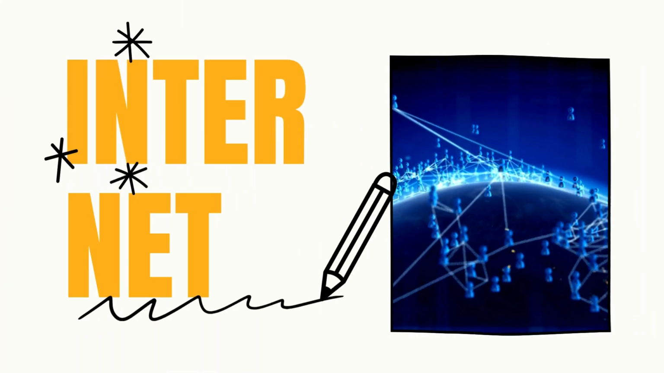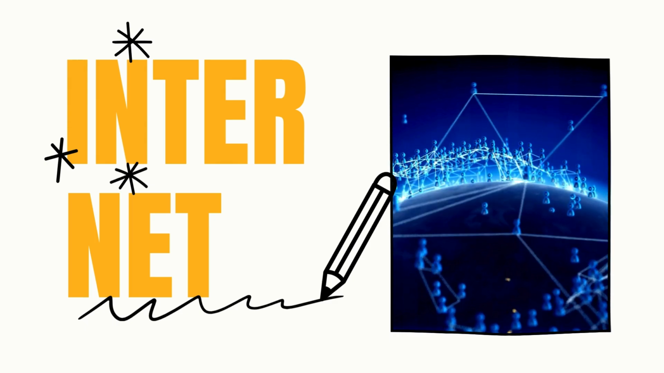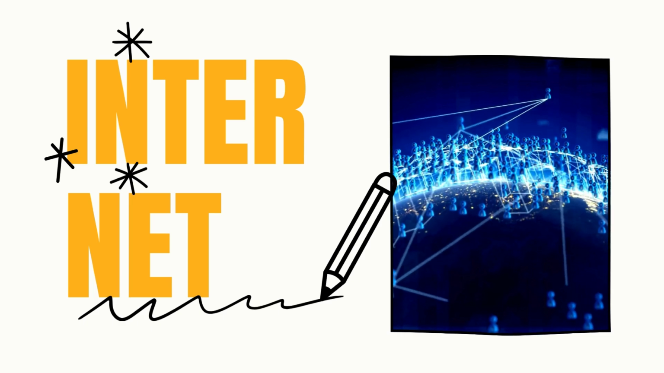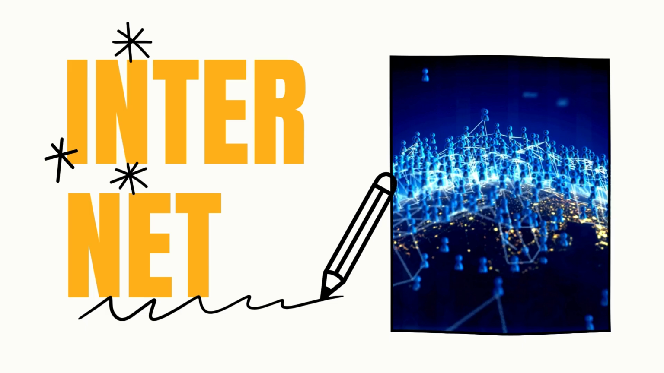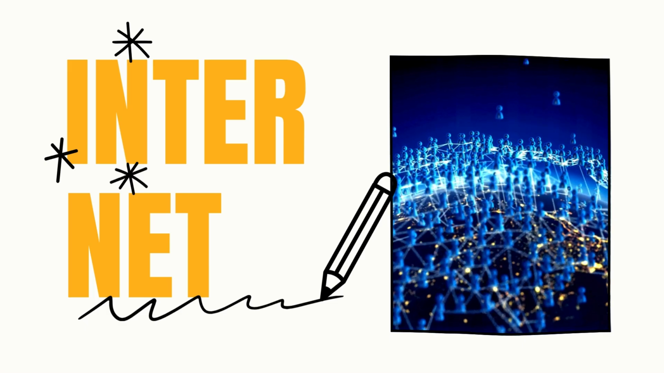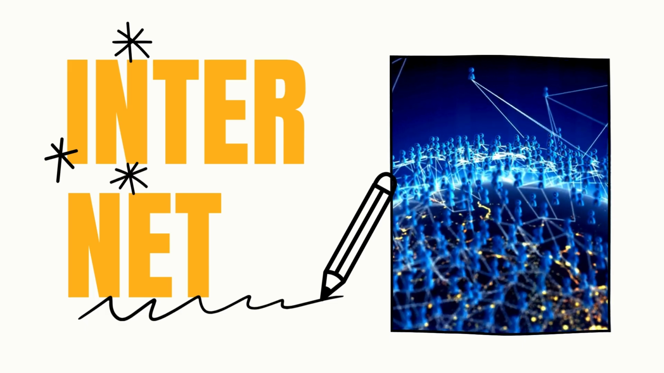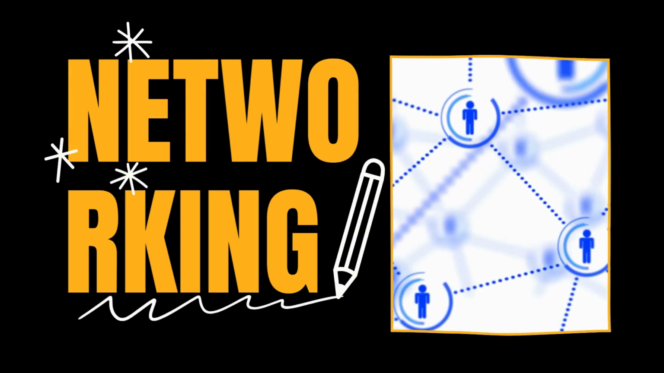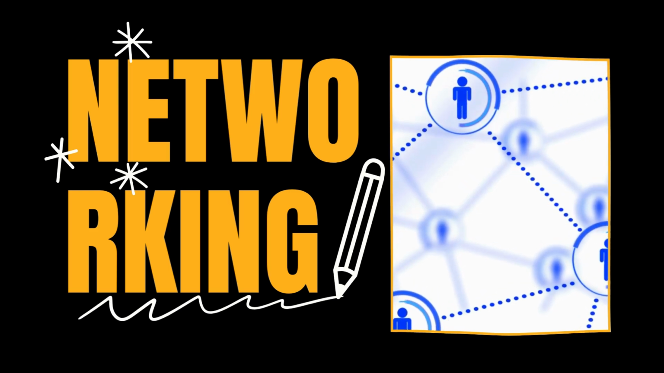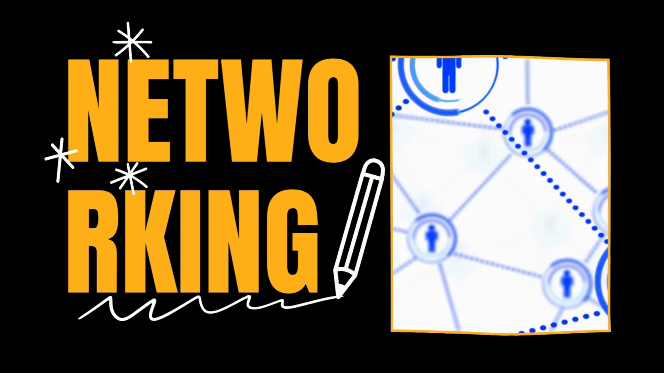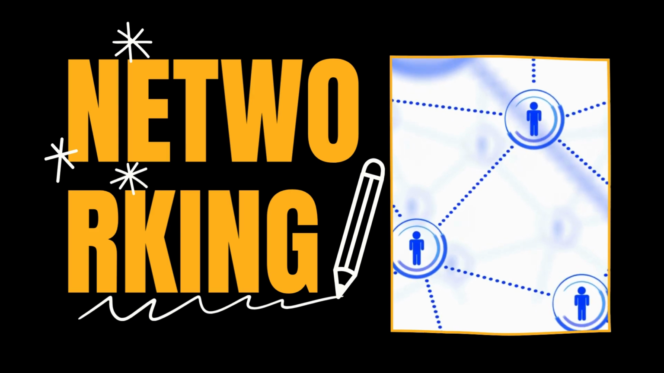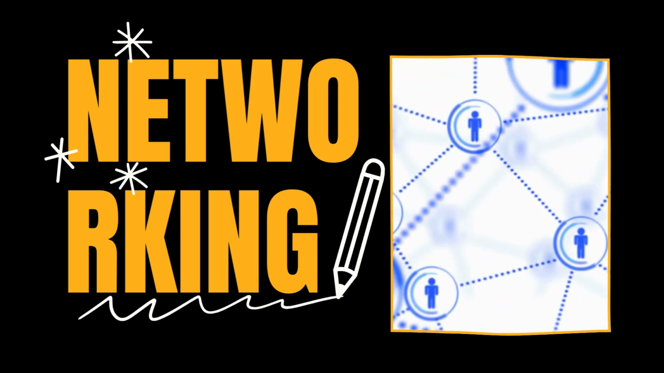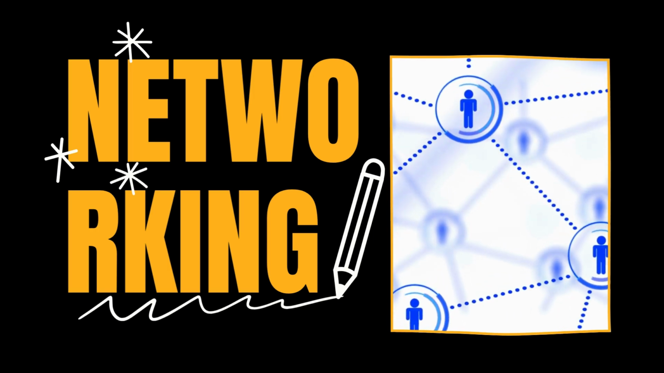Internet. The internet is a global network of interconnected computers that allows people to communicate, collaborate, and access information online. Knowing how to navigate the internet safely and effectively is essential in today's connected world. Networking. Networking refers to the process of connecting multiple computers and devices together to share resources and communicate with one another. Understanding basic networking concepts can help you set up a home network or troubleshoot connectivity issues.